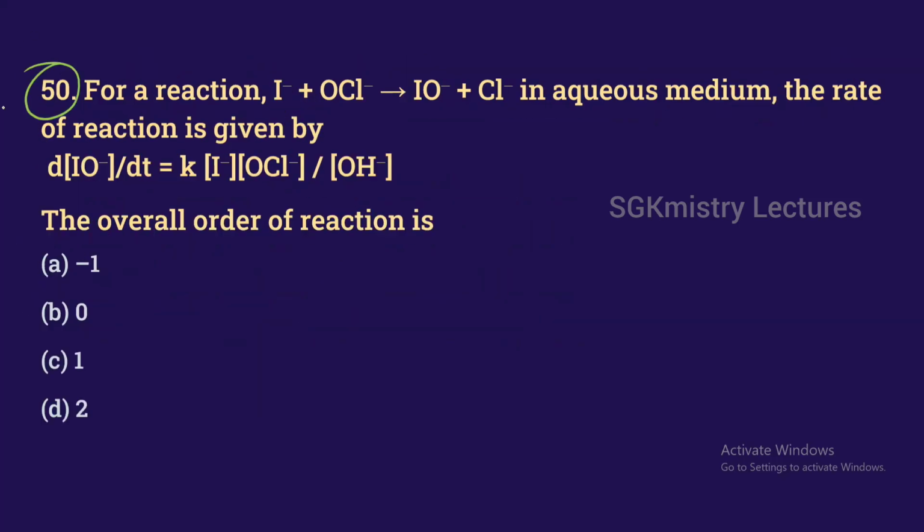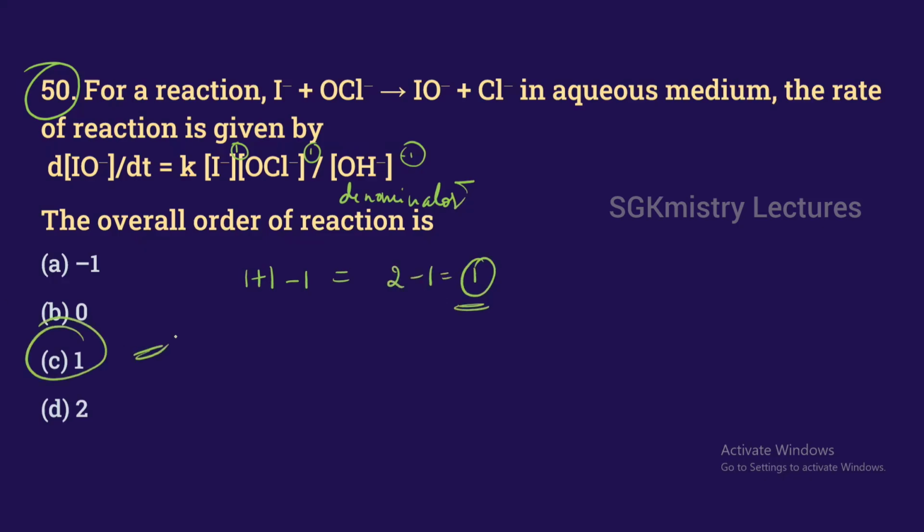Next, for a reaction I minus plus OCl minus gives IO minus plus Cl minus in aqueous medium, the rate of the reaction is given by the expression. Now again, we have the power 1 here and 1 here. Here it is in the denominator, so of course it will be minus 1. So the order of the reaction will be 1 plus 1 minus 1. Look at the powers that are given. This is in the denominator, so you have to take it as minus 1. So 2 minus 1 is equal to 1. So the overall order of the reaction is 1.